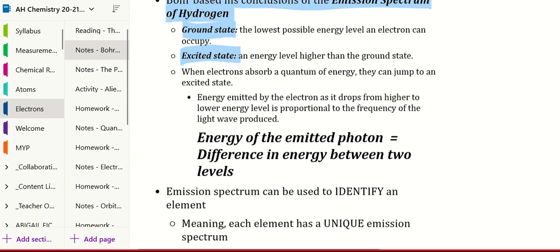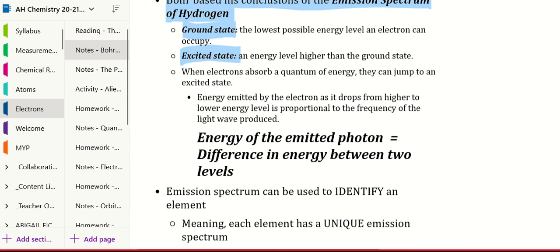So, Bohr studied what element? Hydrogen. Why do we say hydrogen was handy to use? It's got one electron, right? And so when we talk about the emission spectrum being unique for an element, when you have more than one electron, like in any other atom, it becomes way more complicated. So hydrogen was a great way to study the ground state and excited state.